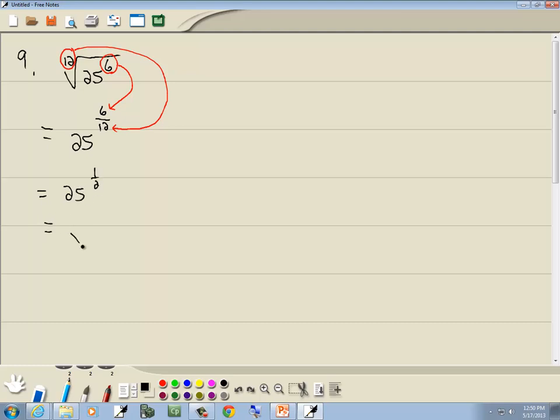And now I'll put it back into radical form. Again, whatever number is up on top here is your power. Whatever number is on the bottom is your index. The number goes in that slot. And if you got 2, it's a square root, so this is just the square root of 25. 5 times 5 gives us 25, so this gives us 5 as our answer.